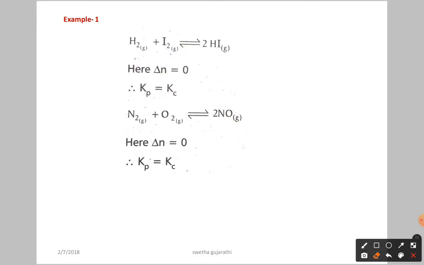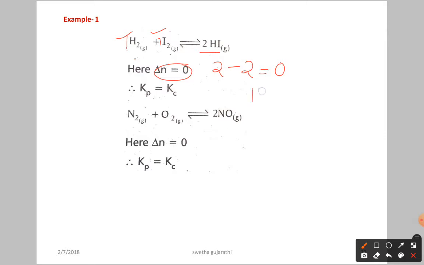Now let us see the relations. What is delta n here? Delta n is 0. Why? Because delta n is the number of moles of gaseous product minus the number of moles of gaseous reactant. The product is 2 moles of HI. The reactants are 1 mole of H2 and 1 mole of I2, so 2 moles in total. So 2 minus 2 gives 0.